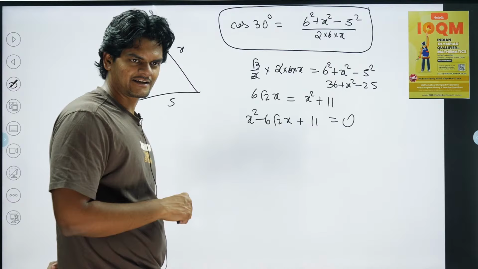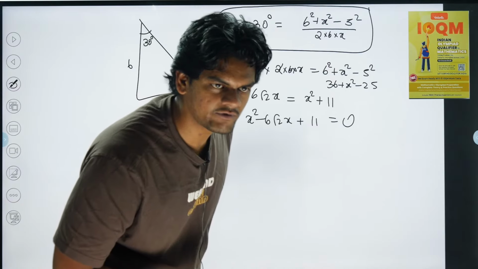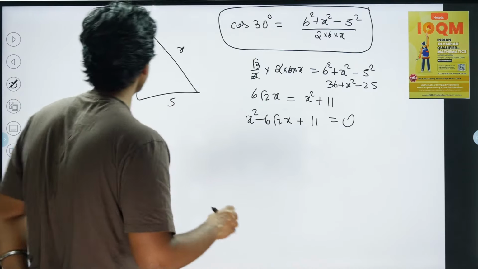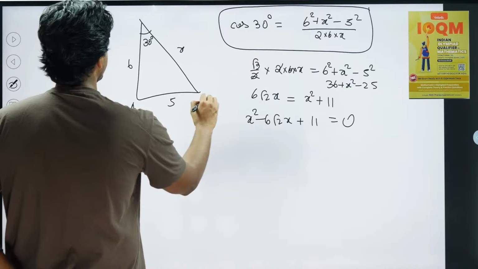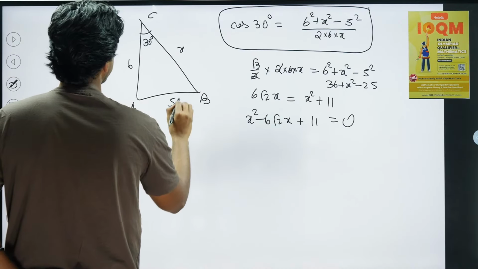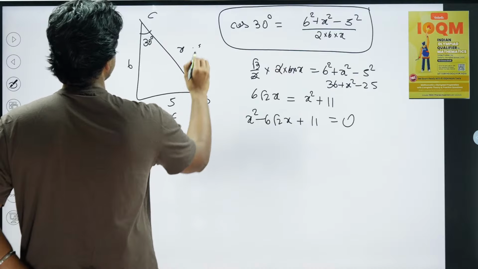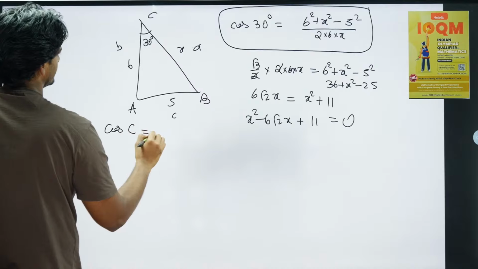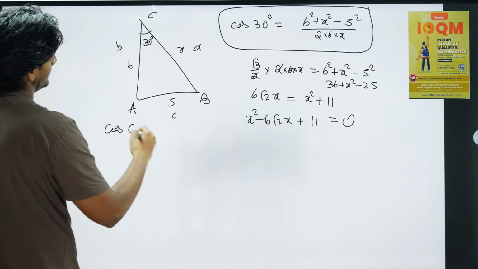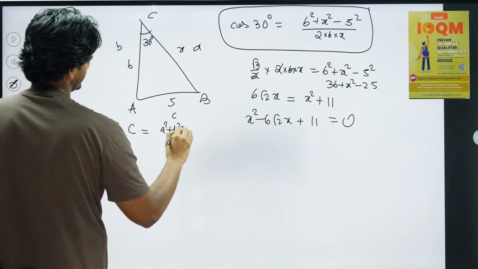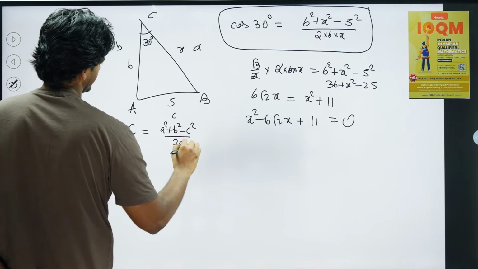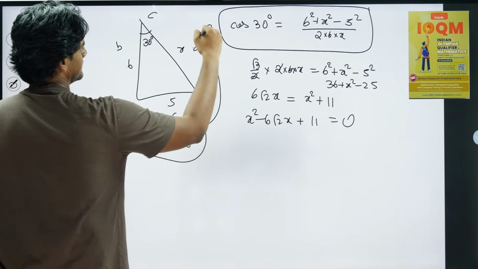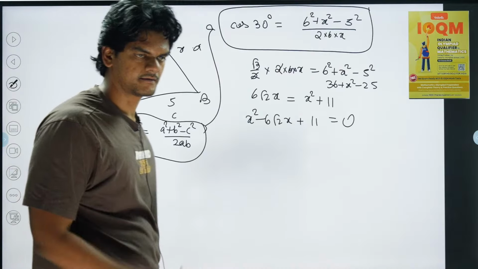We have to solve the quadratic. How did we get that? That's simply the cosine rule. Right? So if this is a, b, c, so this will be a, this will be c, this will be a, this will be b. So what is cos c? a square plus b square minus c square by 2ab, right? That's what I have applied.